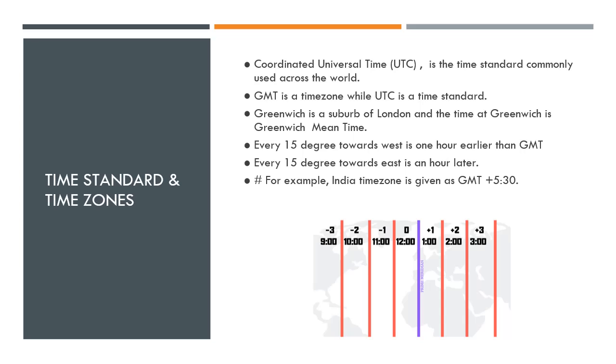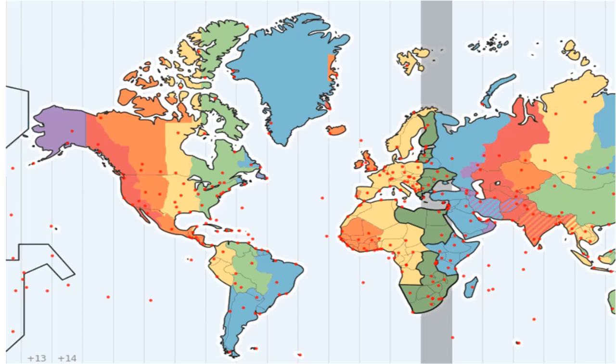And every 15 degrees towards west is 1 hour earlier than GMT, and 15 degrees longitude towards east is an hour later. The world is following various time zones, as you can see in the map, and the operating system of a personal computer will maintain various time zones, and we can appropriately use the time zone and then work with it.